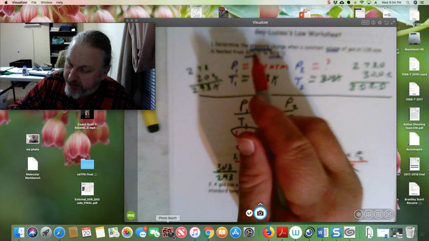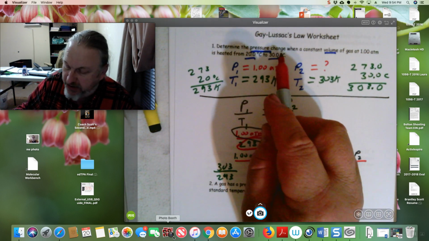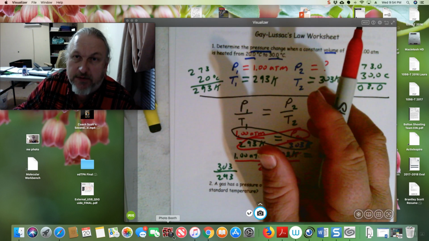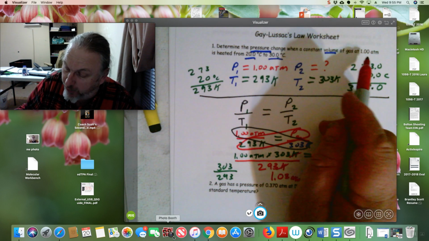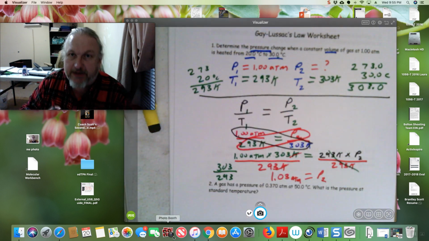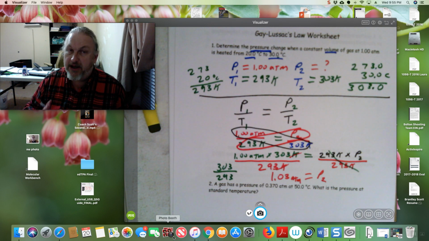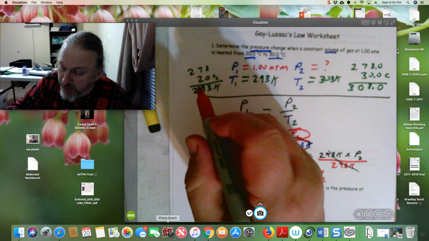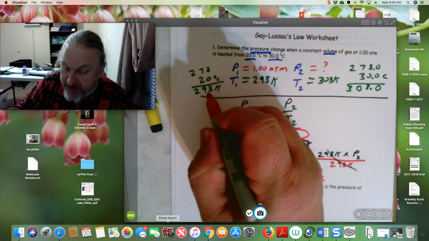First, read the question. All right, so it tells us here, determine the pressure change. All right, so we're changing our pressure at a constant volume, so volume is really not involved with what we're doing, of gas at 1 atmosphere is heated from 20 degrees C to 30 degrees C. That tells me something right there. First, I'm going to have to convert the Celsius into a Kelvin temperature. And how we do that is we add 273 degrees to the Celsius, then that'll give us Kelvin.